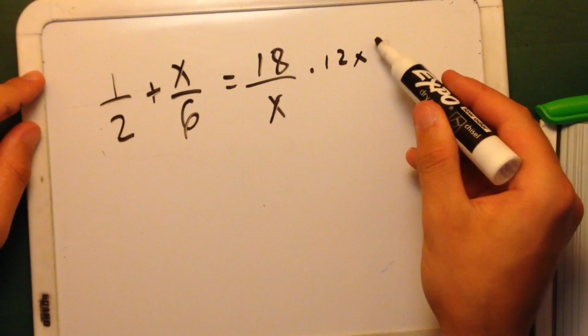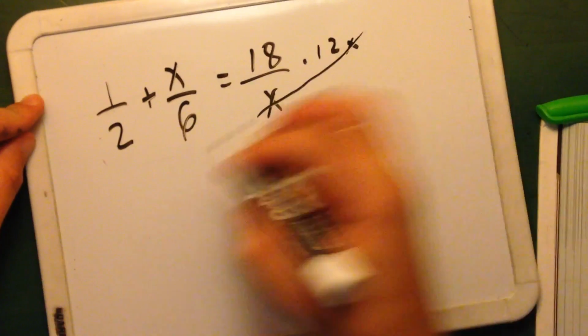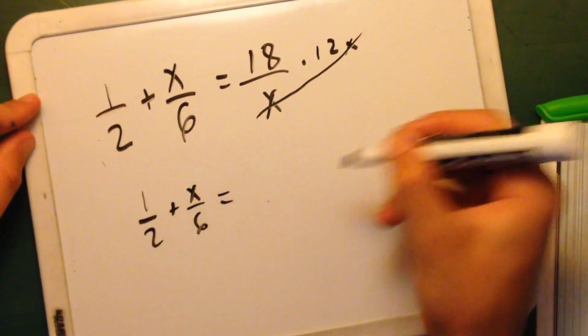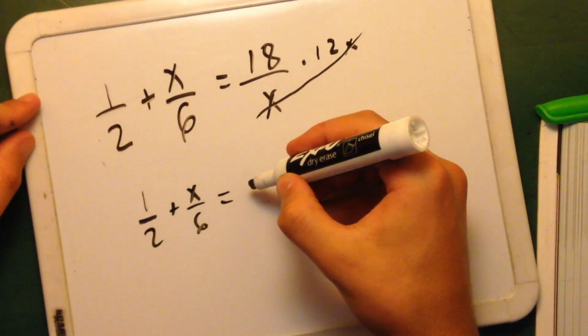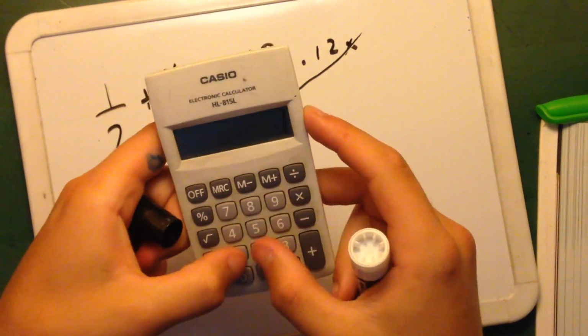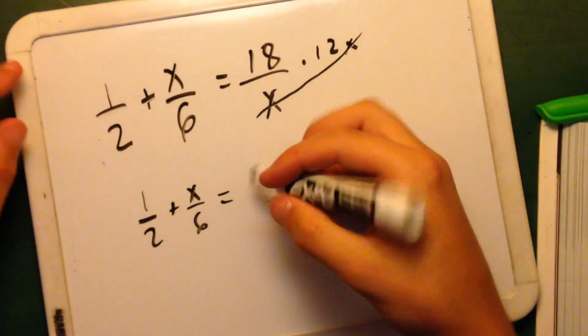We can simplify the x's, we can cross them out, and this is going to be a half plus x over 6 is equal to 18 times 12. Let me make sure: 18 times 12 is 216.